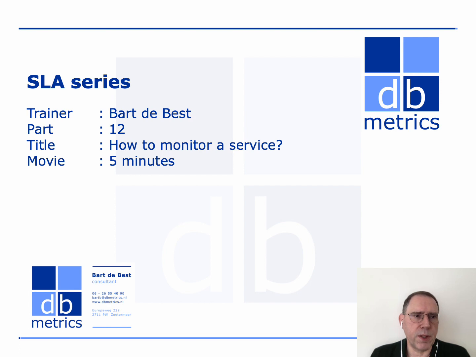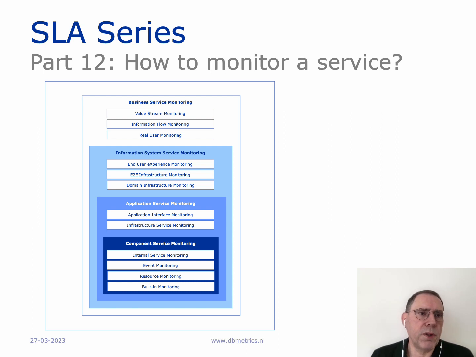This is part 12, and that is about how to monitor a service. So first of all, an overview. When you monitor a service, there may be different layers to monitor. The top level is the business service level, where in the business there are services and you are able to monitor that service for the business. One level deeper is the information system service that consists of one or more applications that you monitor. Then you have the application service monitoring, where you monitor whether a service is working or not. And the last level is component service monitoring, where you monitor a component.